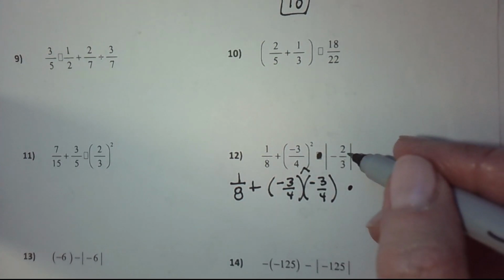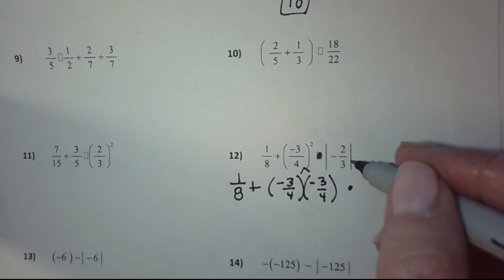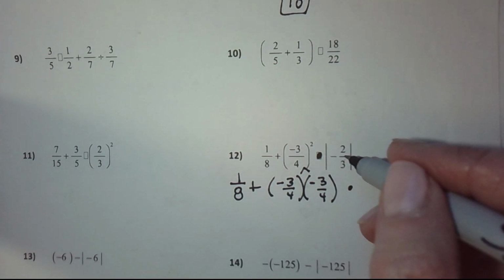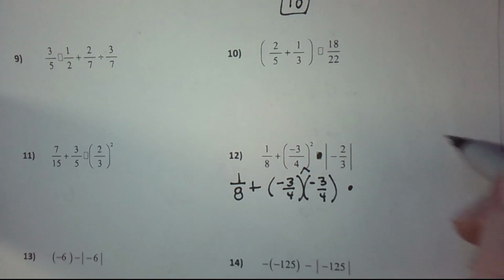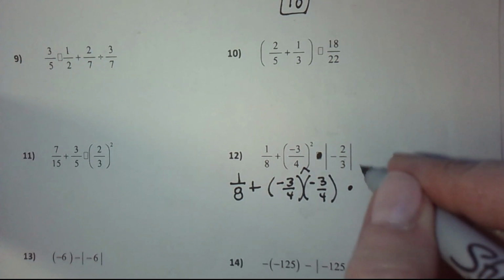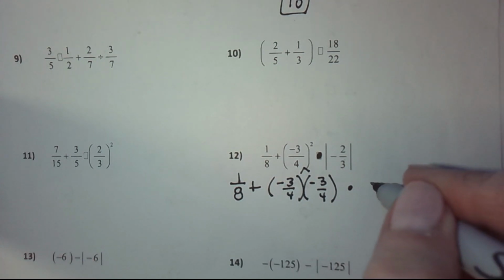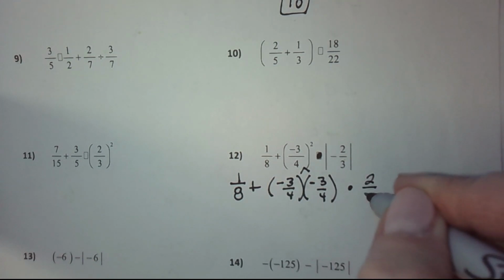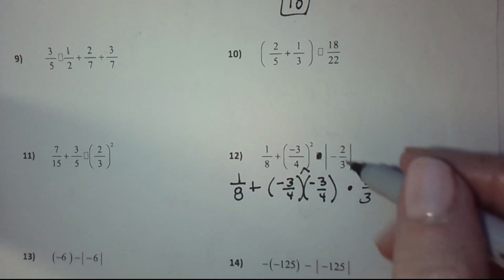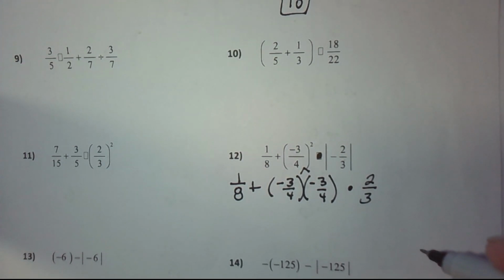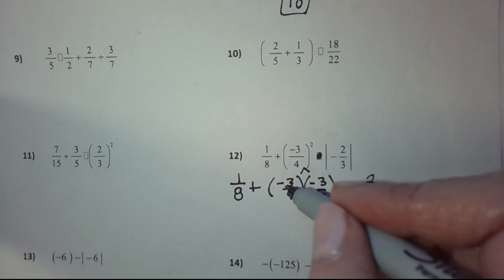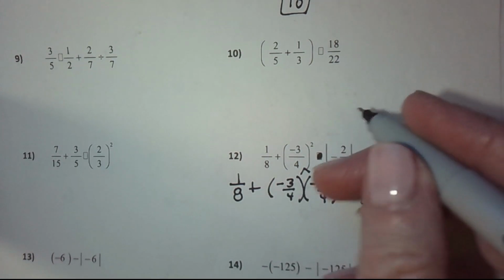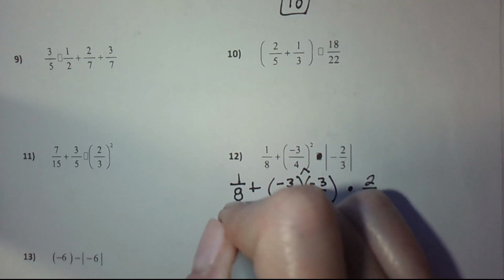Now over here, what's the absolute value of negative 2/3? Remember, the absolute value tells us how far something is from 0. The negative just tells us which direction it is. So negative 2/3, how far away from that is 0? Well, 2/3. Okay, so the absolute value of negative 2/3 is 2/3. Now I have addition, we'll do that last, and then this is multiplication and multiplication. So we'll just go left to right.